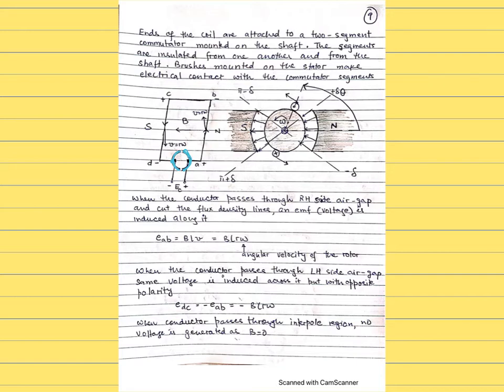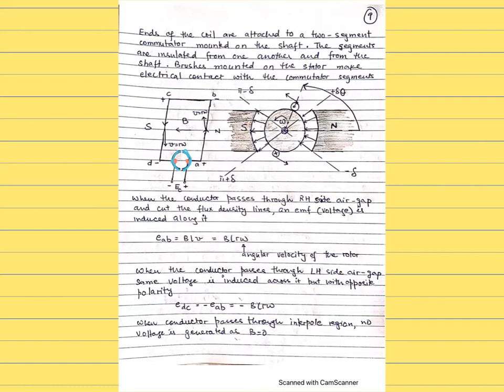The brushes mounted on the shaft make electrical contact. So those are the brushes, which are not insulated, making electrical contact with the commutator. Sorry, the brushes make electrical contact with the commutator segments. Otherwise, the commutator segments are insulated from one another and from the shaft.